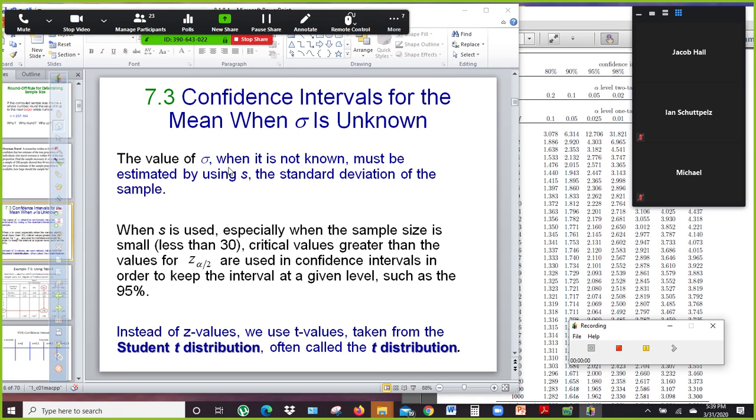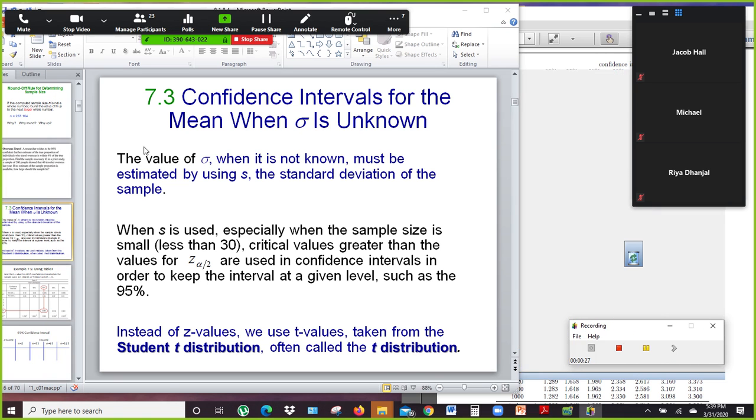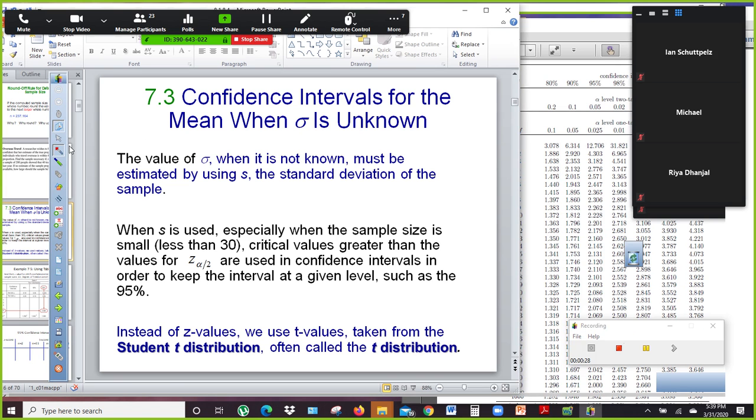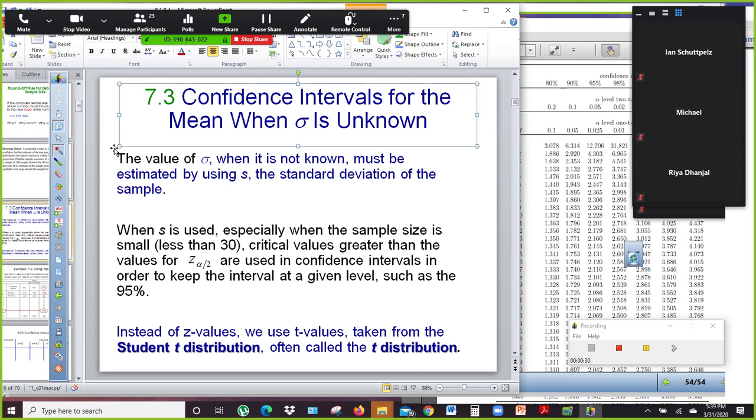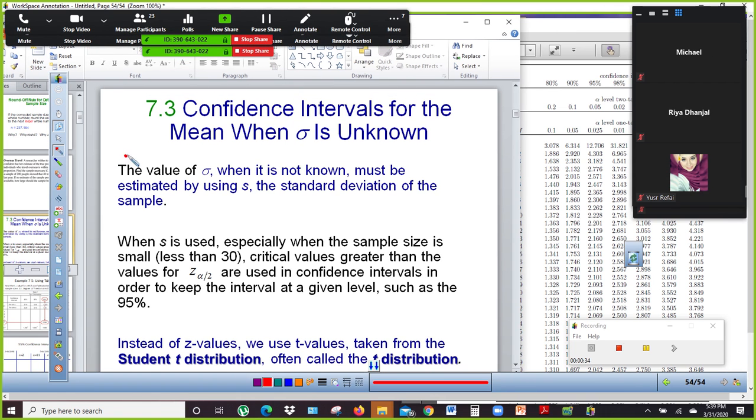So when you don't know that, we talked about this a little bit in class, but if I don't know what mu is, what's my best guess for mu? Mu is my population mean. What would I use instead? It's my best guess if I don't know my population mean. Anyone? Sample mean. Yeah, my sample mean.